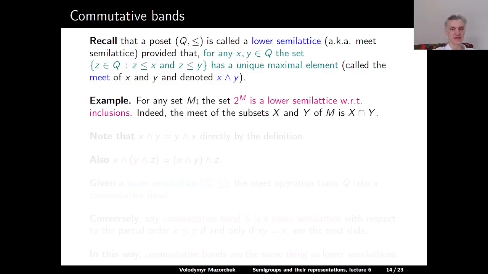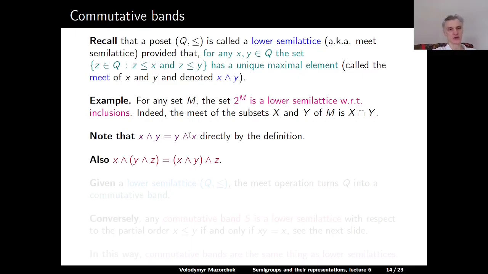For example, for any set M, the Boolean of M is a lower semilattice with respect to inclusion, and the meet of two subsets x and y of M is just the intersection of these two subsets. Also, directly from the definition, we see that the meet of x and y is equal to the meet of y and x, so taking the meet is a commutative operation. And it's very easy to see that it's also associative. The meet of x with the meet of y and z is equal to the meet of x and y with z. So given a lower semilattice Q, the meet operation turns this lower semilattice into a commutative band. Of course, the meet of x and x is x.